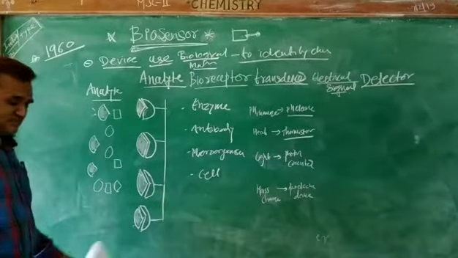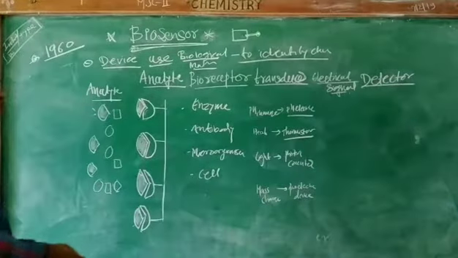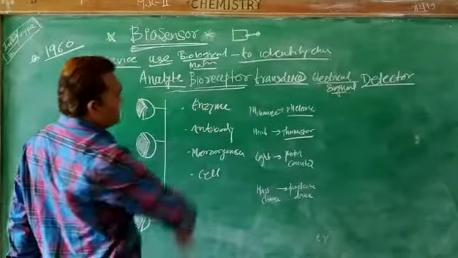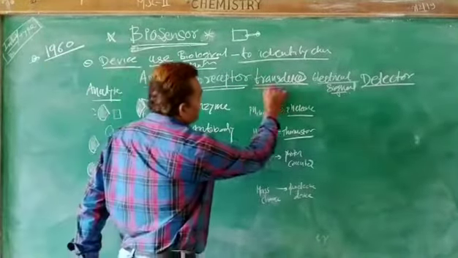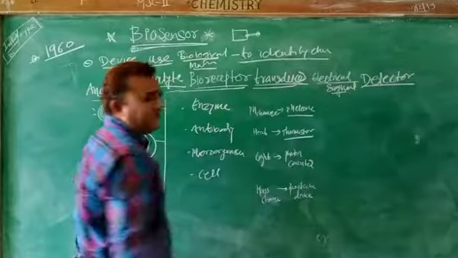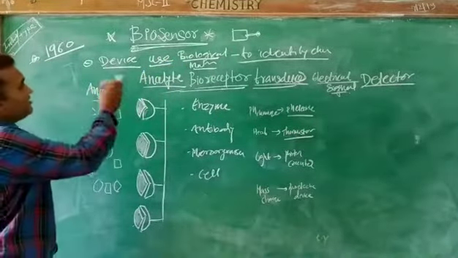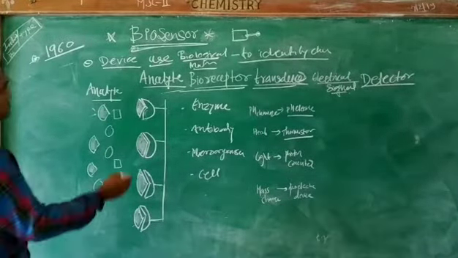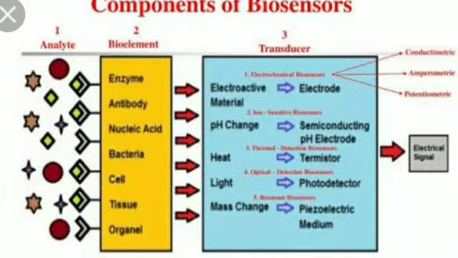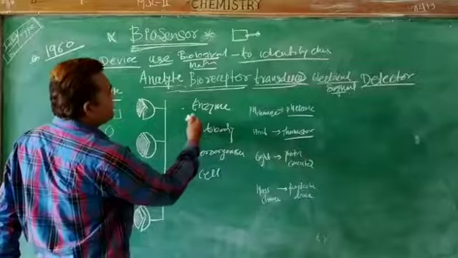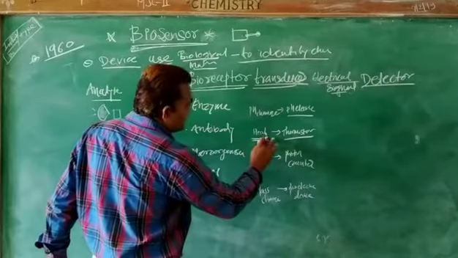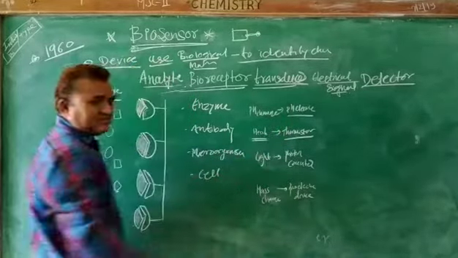In a biosensor there are majorly three components. First, the biorecognition element or bioreceptor. Second, the transducer. Third, the electrical signal, and next the detector. These are the main components of a biosensor. The transducer converts one signal into another signal.